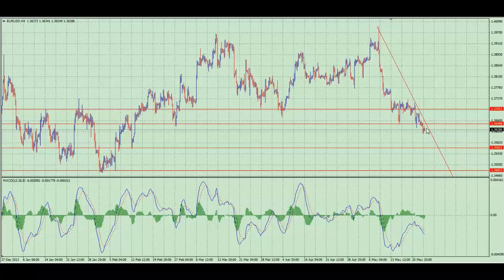So we would like to be able to see some bullish momentum at the start of the week to push price back up for us to then be able to take it and continue in that downtrend.